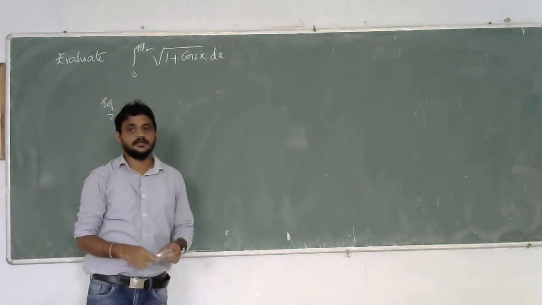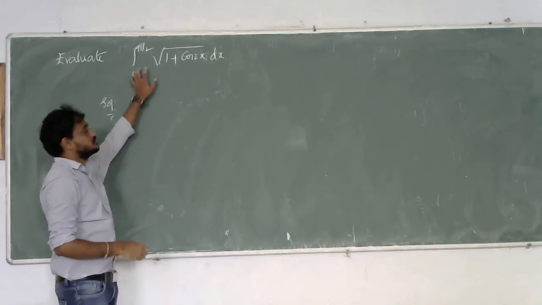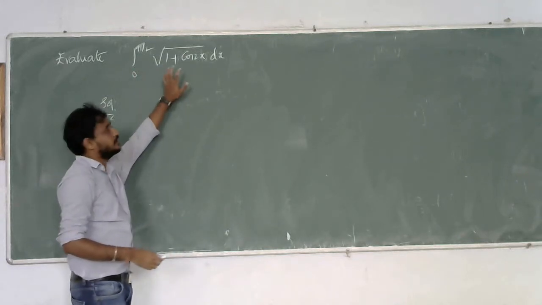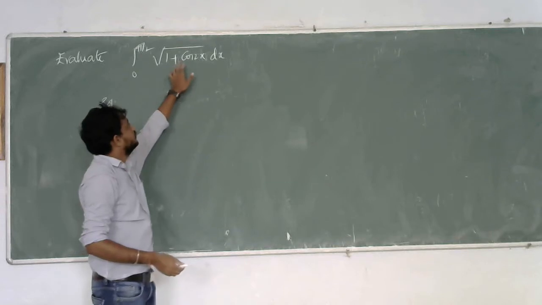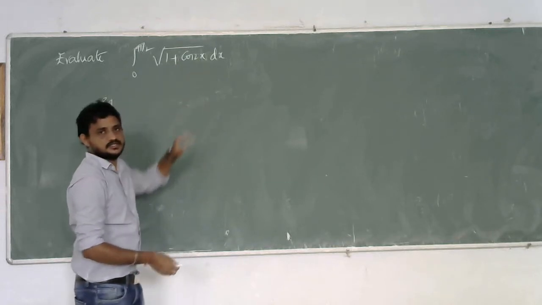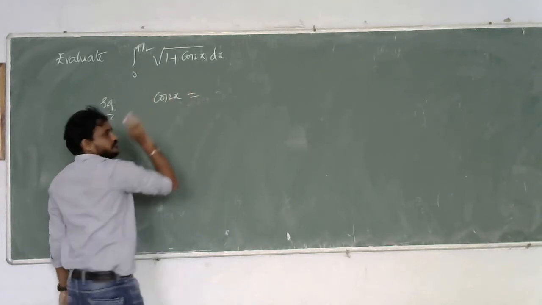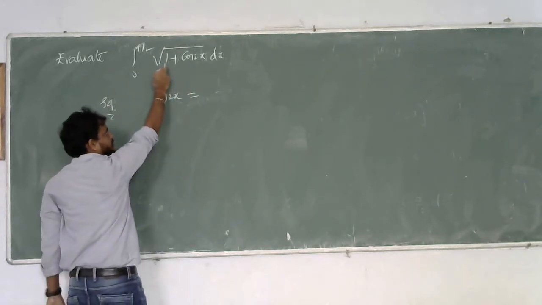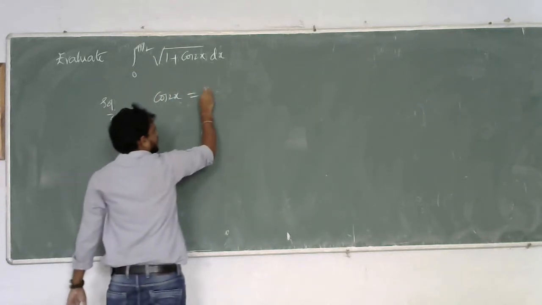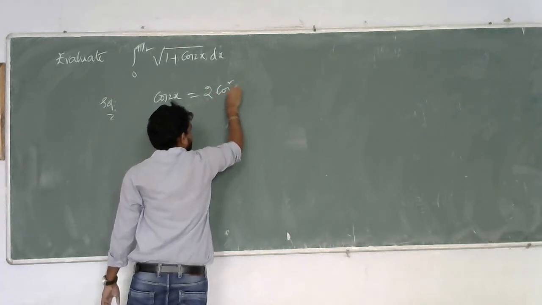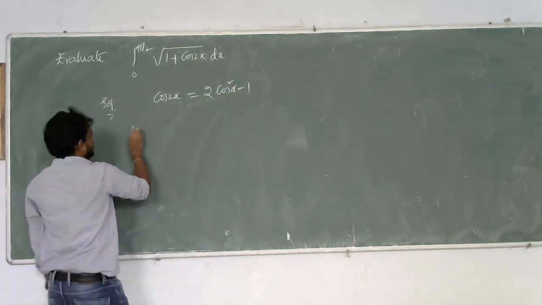Okay, right. Here also, we cannot integrate this directly. Here we have the formula for cos square x. Write the formula of cos square x. We have two formulas, but here we have to cancel this plus 1, so we have to take this one: 2 cos square x minus 1. So let us apply that.